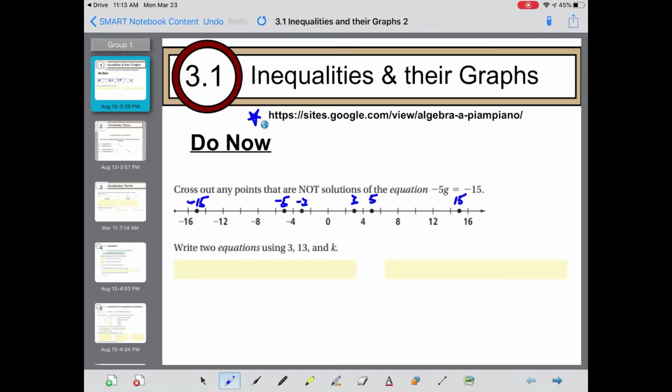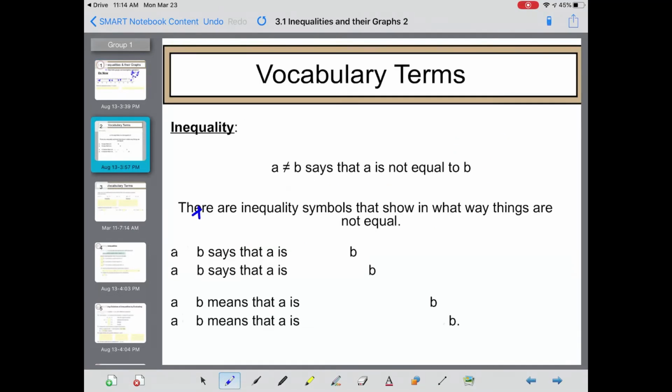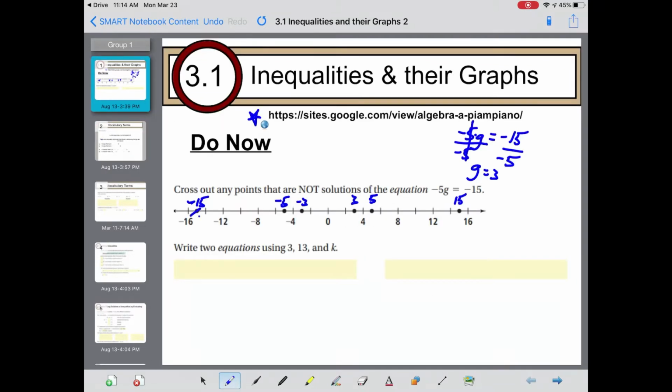So in order to figure out what the solution of this equation is, we need to solve it. This is a one-step equation, negative 5g equals negative 15. Remember, between the negative 5 and the g is multiplication, so to undo that, you're going to have to use division. What you do to one side of your equation, you must do to the other. Negative 5's cancel, g equals 3. So they want you to cross out any of the points that are not 3. So go ahead and cross them out.